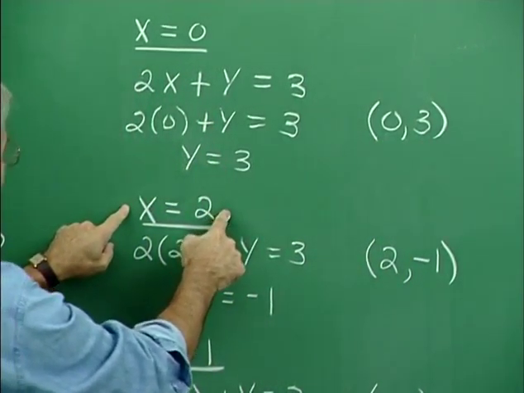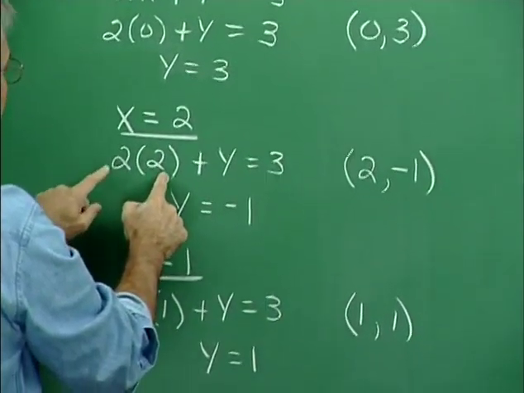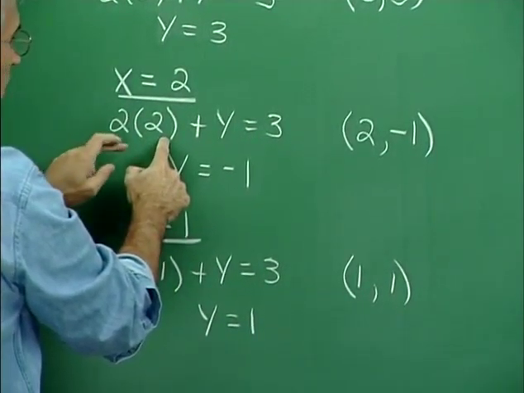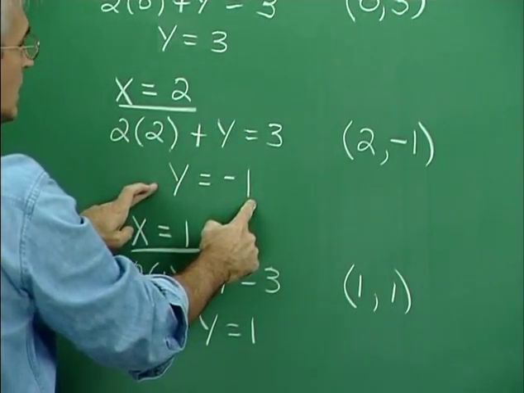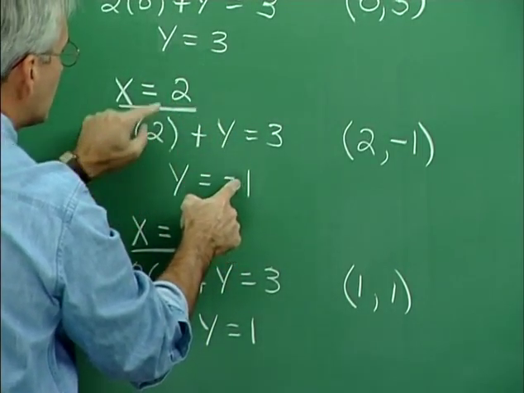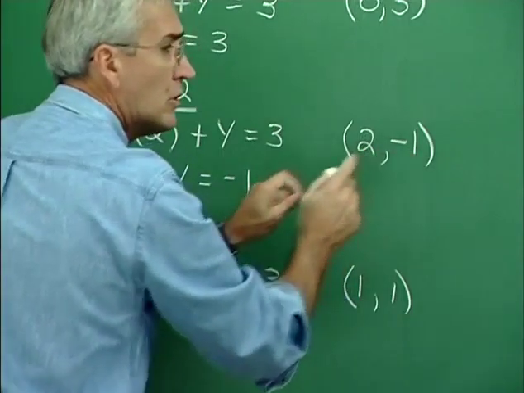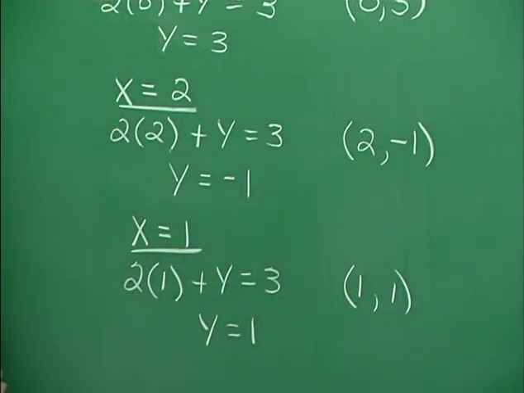Now when x is 2, replace the x with 2 and evaluate. This becomes 4. Subtracting 4 on both sides, we find y to be negative 1. When x is 2, y is negative 1, so the ordered pair 2, negative 1 should be an intersection point of the two graphs and should be a solution to the system.